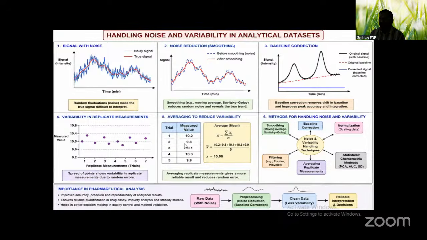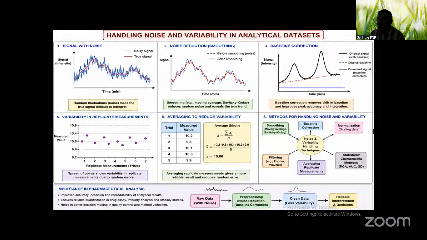Similarly, the total data sets will be used to take the decision, and the measured values are calculated from the 5 to 6 samples. You can take the average, then you will get the correct decision on whether the chromatogram obtained is correct or not. That means averaging replicate measurements gives a more reliable result and reduces the random error.